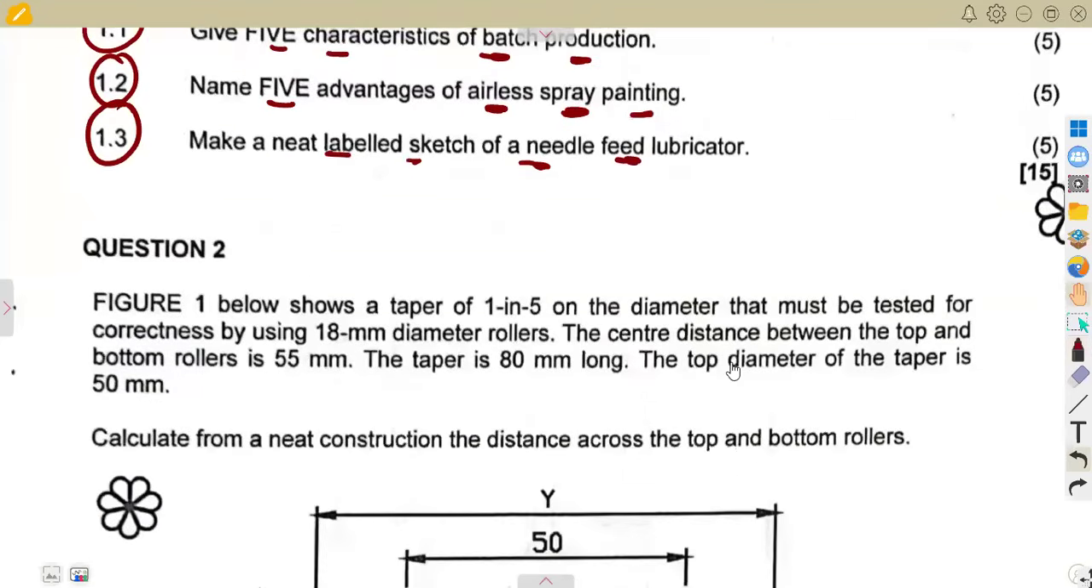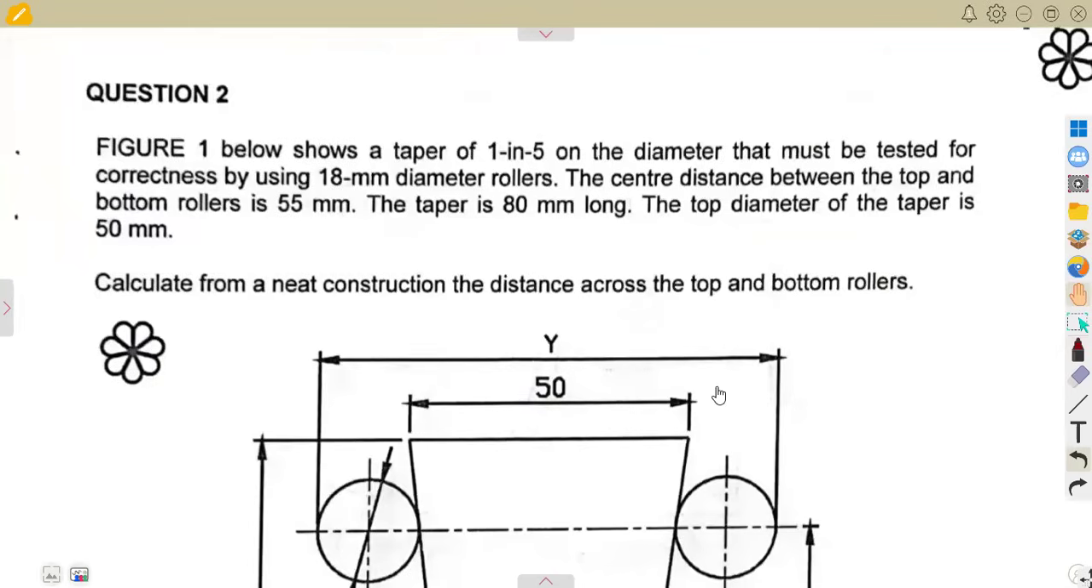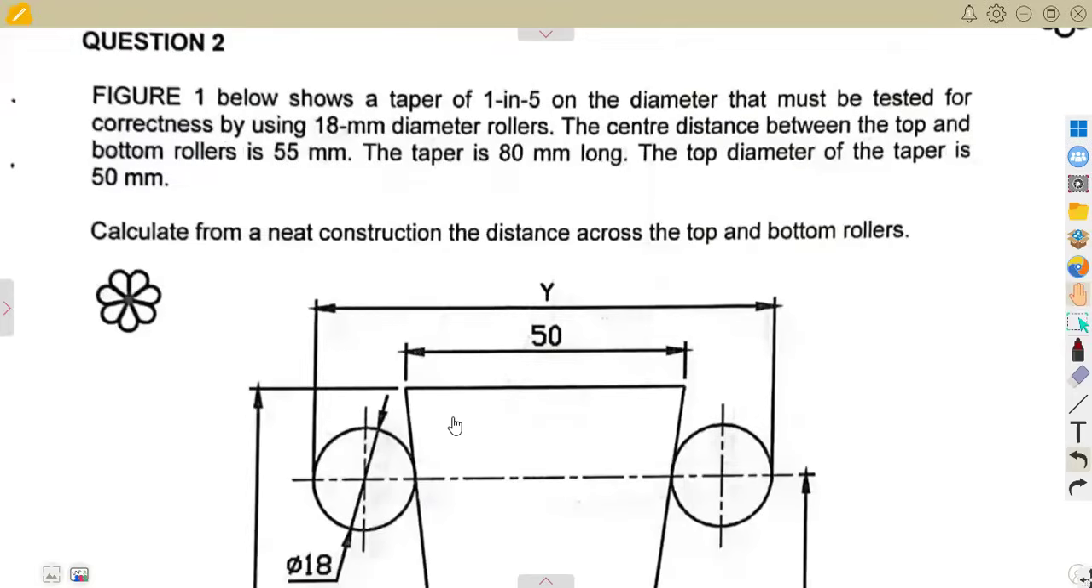I'm not much worried about this part of number 1. Yes, it's important that you do revise your theory, because you're going to need something like 15 marks or 20 marks at the end of the day. So you need to know your theory part. Now question number 2, let us consider this.